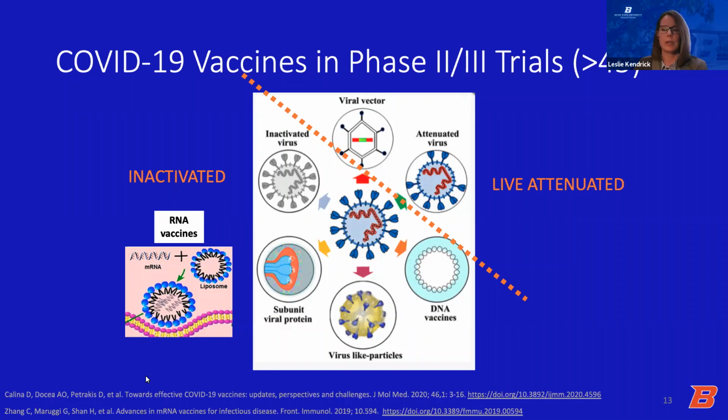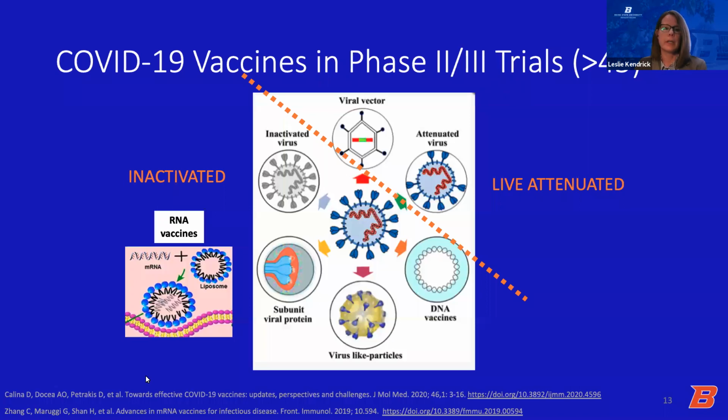So across the globe, there are more than 45 different COVID-19 vaccines in phase 2 and 3 trials. These vaccines all have a common goal. Like Dr. Tinker said, they are attempting to initiate the immune response to the SARS-CoV-2 virus so that it prevents or eliminates the development of the COVID-19 disease, or keeps it from progressing to a significant disease process.